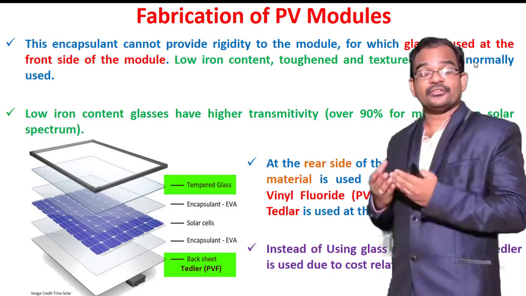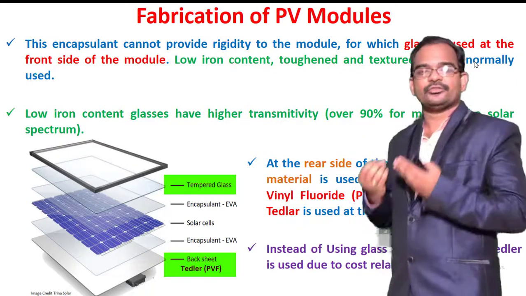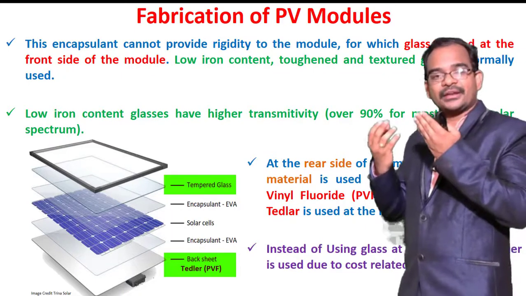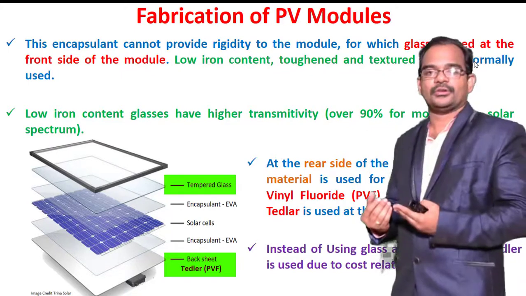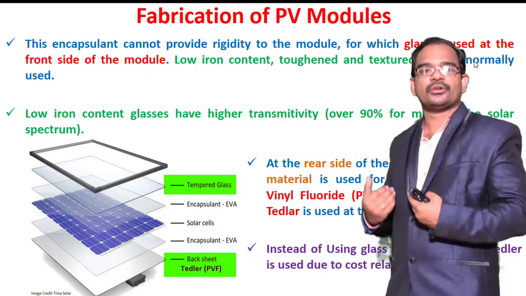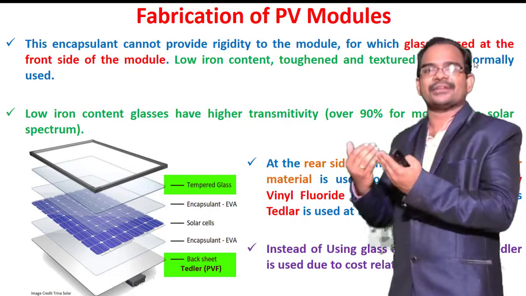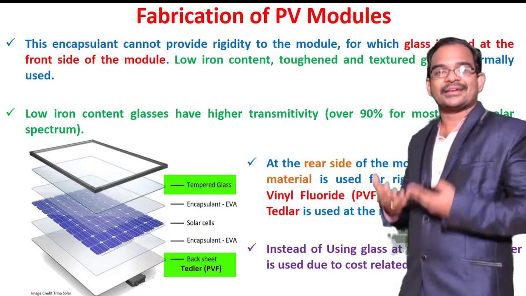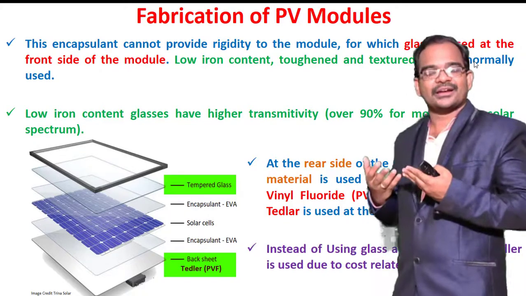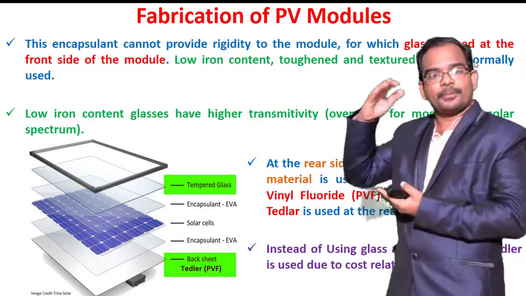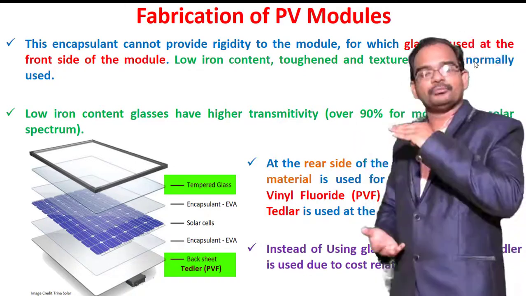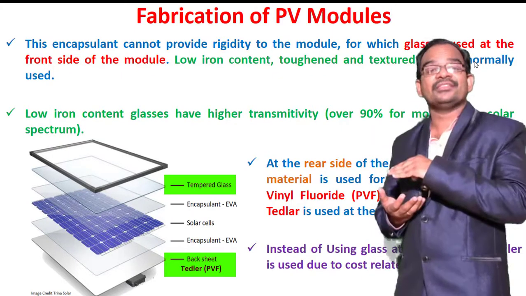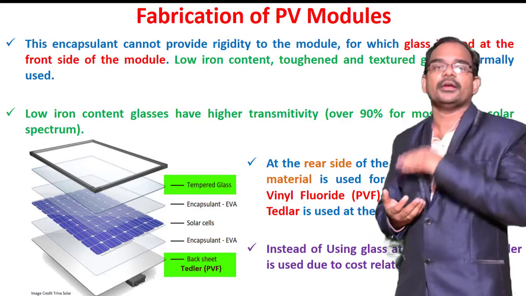At the same time, there is no need to transmit light at the rear. If I use Tedlar at the top, then this Tedlar will prevent the solar radiation from entering the PV module. But from the back side of a solar panel, no radiation will fall on the PV module, and that is the reason why we place Tedlar for rigidity at the rear end, and glass, that too low iron content tempered glass, at the top end of a solar module. The purpose of both this glass and Tedlar is to give rigidity or strength to the PV module.